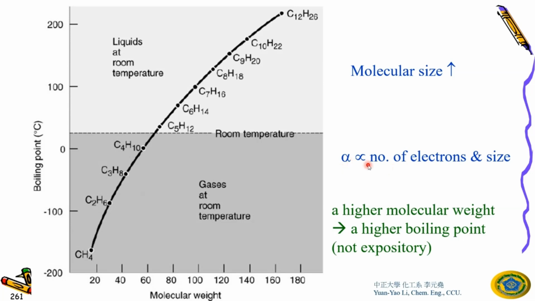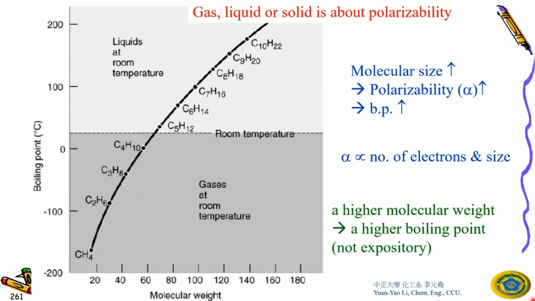Alpha depends on the number of electrons and the size, because the size is larger, right? So if the molecular size is large, you have better polarizability. If you have better polarizability, then the boiling point will be high. This is a correct explanation for this graph. So gas, liquid, and solid is about polarizability, and the polarizability is proportional to the number of electrons and the size of the molecule.